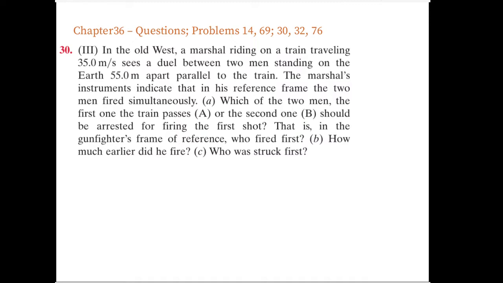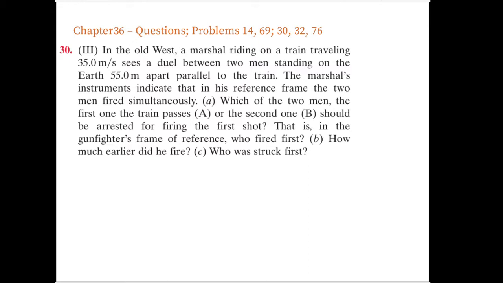In the Old West we have a marshal riding on a train traveling 35 meters per second who sees a shoot-out between 2 men standing on earth 55 meters apart parallel to the train. The marshal's instruments indicate that in his reference frame the 2 men fired simultaneously. Which of the 2 men, the first one that the train passes, which we will denote A, or the second one, which we will denote B, should be arrested for firing the first shot, that is, in the gunfighter's frame of reference, who fired first, and how much earlier did he fire, and who was struck first.